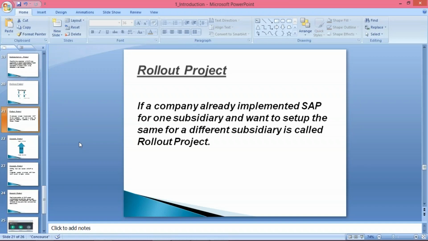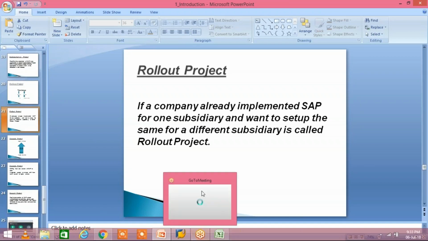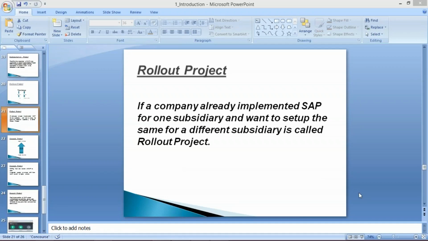So if somebody says that you are going to be part of a rollout project, it means that in that particular organization, a few of the subsidiaries already have SAP. SAP already got implemented for a few of the subsidiaries, and now they are looking for the same for a different subsidiary. Here the number of activities is going to be reduced.